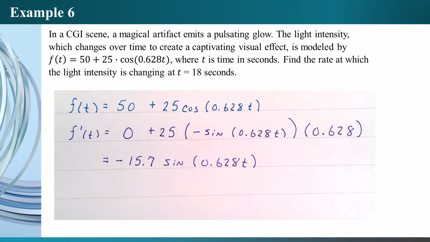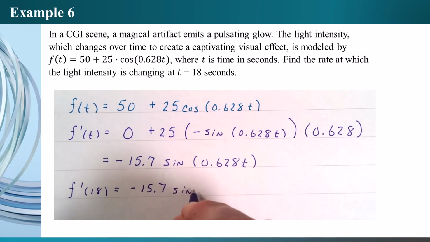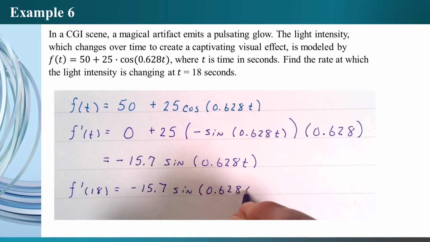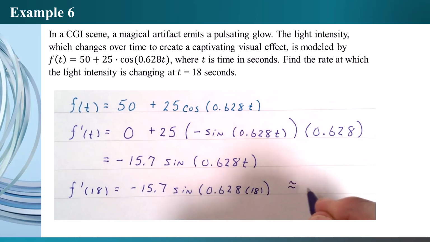Now we need to find this derivative at t equals 18 seconds. So we need f prime of 18, which is negative 15.7 times sine of 0.628 times 18. When we plug this into the calculator, we find this is approximately 14.96.